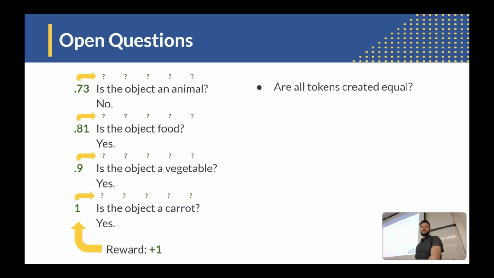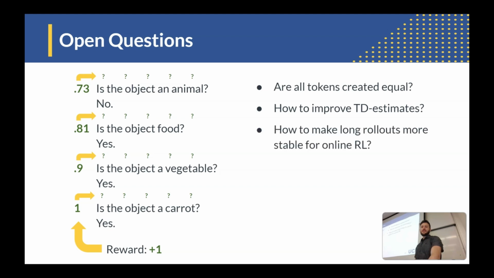So, are all tokens created equal? How could we improve these TD estimates? These are all research questions that I am interested in looking into, and I'd love to chat about if anyone has any ideas. But I'm actively looking into this stuff.